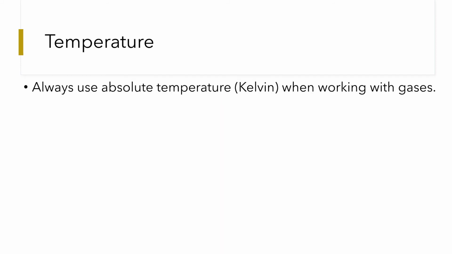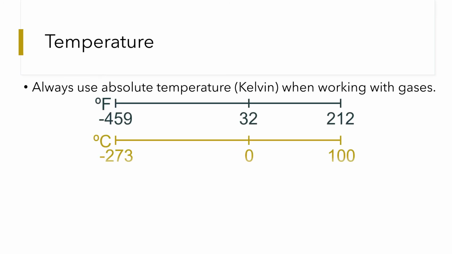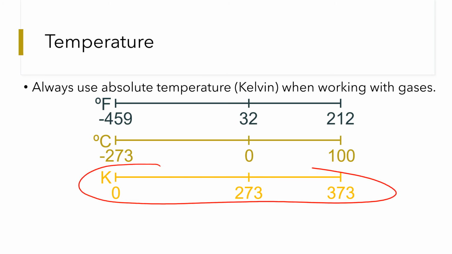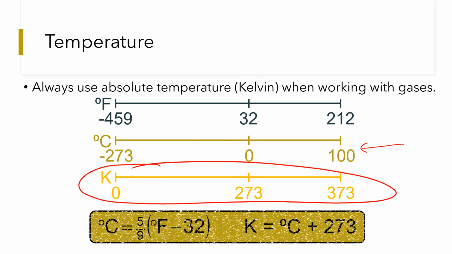So we will always use absolute temperature, aka Kelvin, when working with gases. So this is the scale we're going to be using. Usually our values are given in Celsius. So to convert, we need to use this equation here. Kelvin is equal to Celsius plus 273.